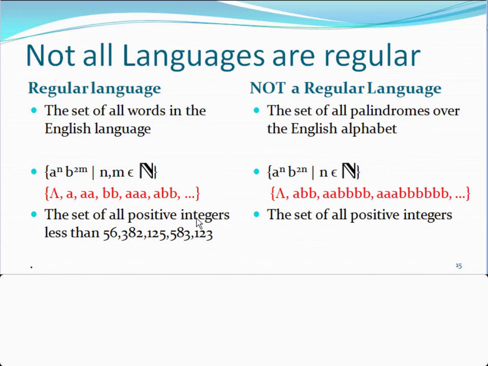And then I told you that the set of all positive integers less than some huge number, maybe I didn't use this example last time. Well, guess what? The set of all positive integers less than 56 gazillion, who knows what that is, right? That set, regular. But if you go on to the set of all positive integers, not regular.